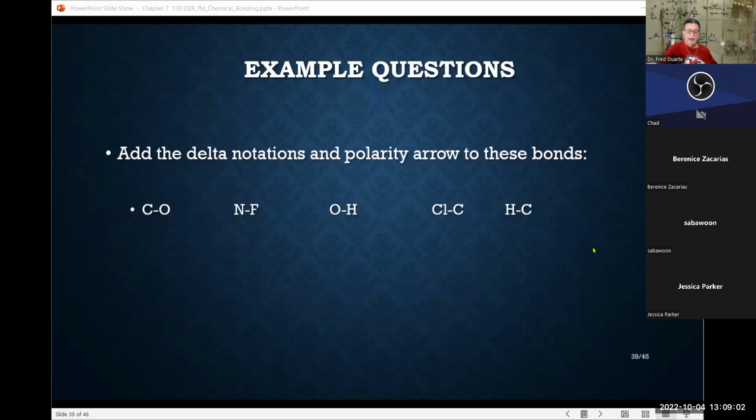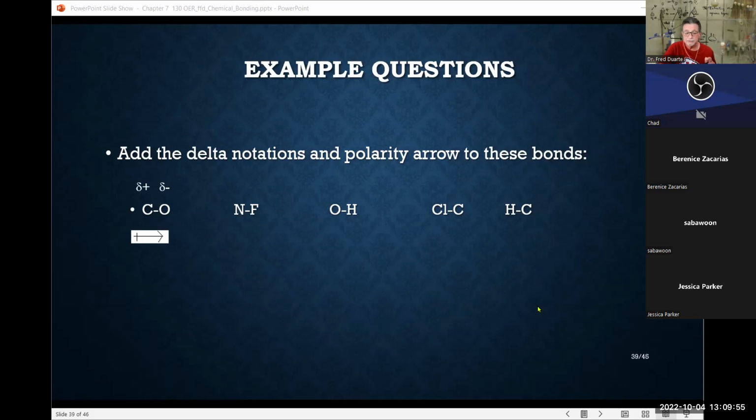Here, you're being asked to add the delta notation and the polarity arrow. So what we do is look up carbon and oxygen on the periodic table and determine who has the higher electronegativity by its position relative to fluorine. There are specific electronegativity values, but we don't need to memorize them because we just use our benchmark of fluorine. In this case, oxygen is a lot more electronegative. So the arrow will point toward the oxygen, resulting in a dipole bond with the partial negative on the oxygen and the partial positive on the carbon.